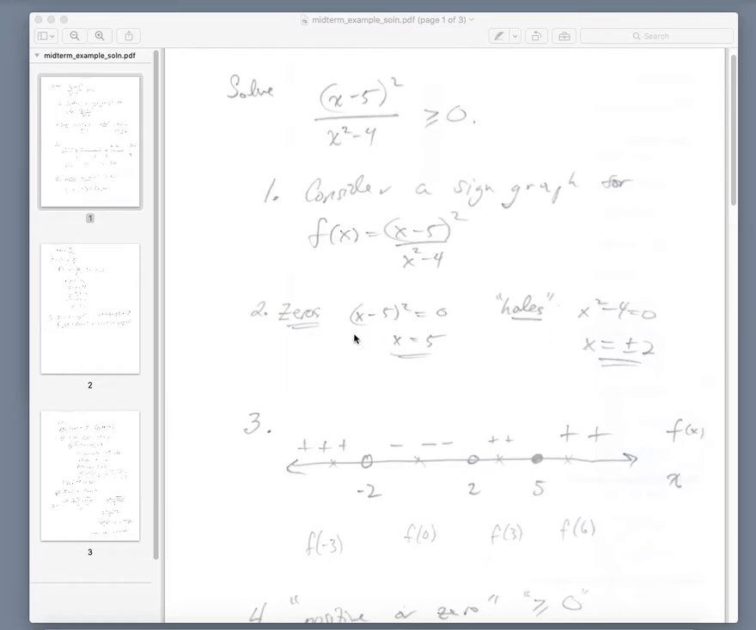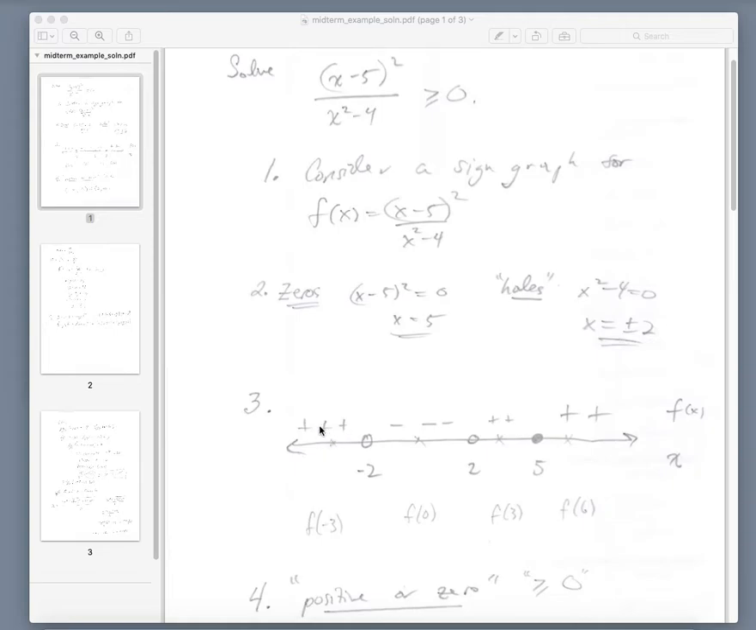So anyways, you're looking at the zeros and the holes of the function. You draw a number line and plot all those points. The other thing that's important about the number line is that you have the order correct, of course. So -2, 2, and 5. I put little open circles for the holes in the domain, and I fill in my circles for the zeros. That's just my own convention.